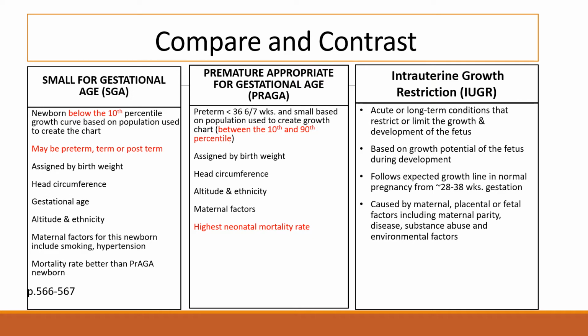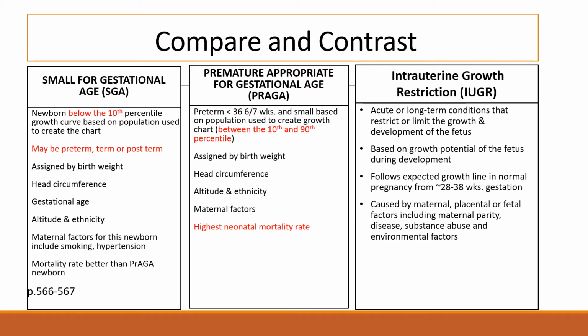An early term would be a baby that's 37 weeks 0 days to 38 weeks 6 days, and then full term babies are any babies that are 39 weeks 0 days to 40 weeks. And then we talked about those post term and late terms. So let's compare and contrast.